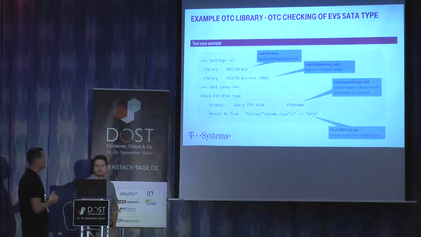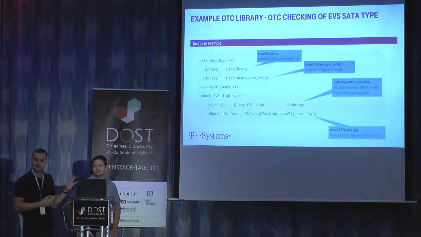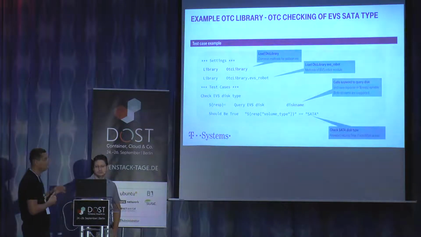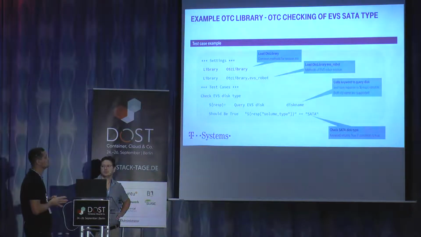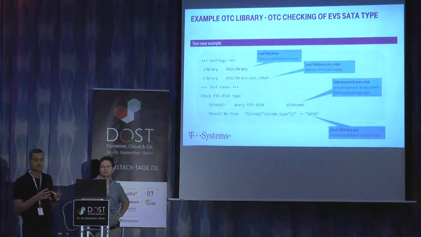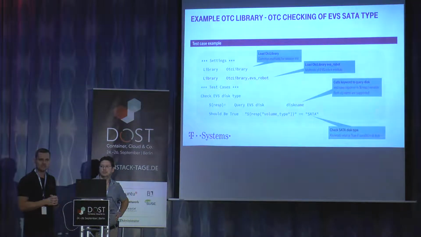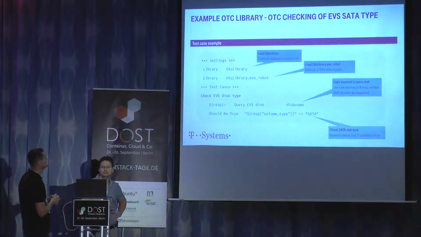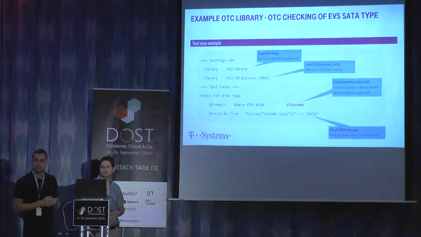So let's go to the simplest one. We are still with the same test case, checking the EVS disk type. We are using the OTC library, the base library, which actually is responsible for session creation, token creation. But in addition, we use the EVS robot. This is the volume library, which contains keywords related to volume APIs. So the test case itself looks like one keyword, query EVS disk. This keyword is coming from the EVS robot library.